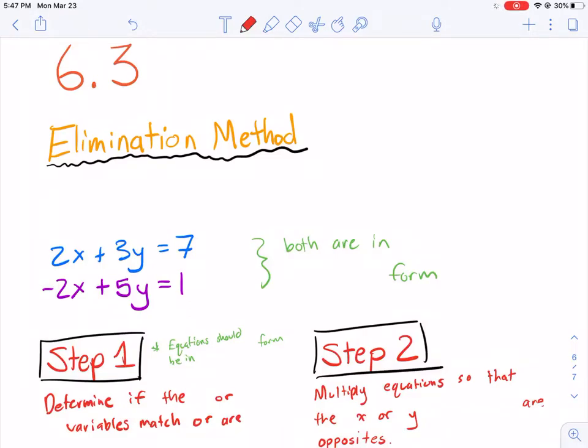Welcome back, everyone, to 6.3. Today we're going to talk about the final way we solve systems of equations, and that is the elimination method.